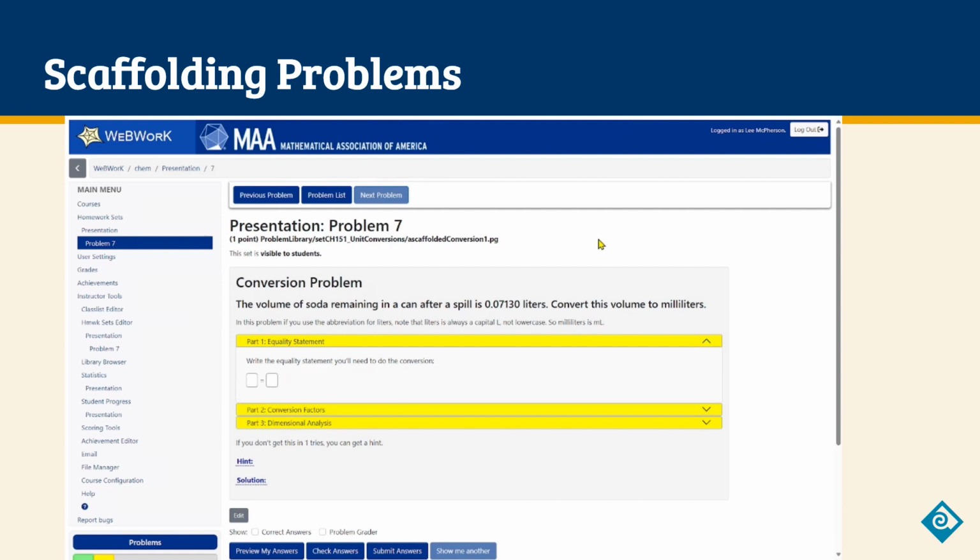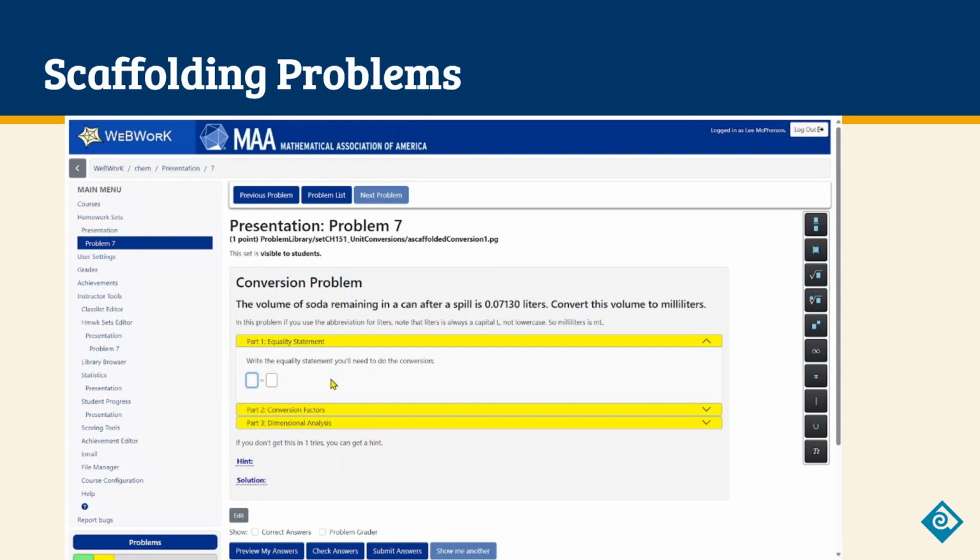WeBWorK is fairly versatile in how you write your problems as well. Instead of having just very simple quiz type questions, homework type questions, we can actually try to train students by scaffolding the problem, making them a step-by-step problem, forcing them to go through each step. Here's an example that we used.